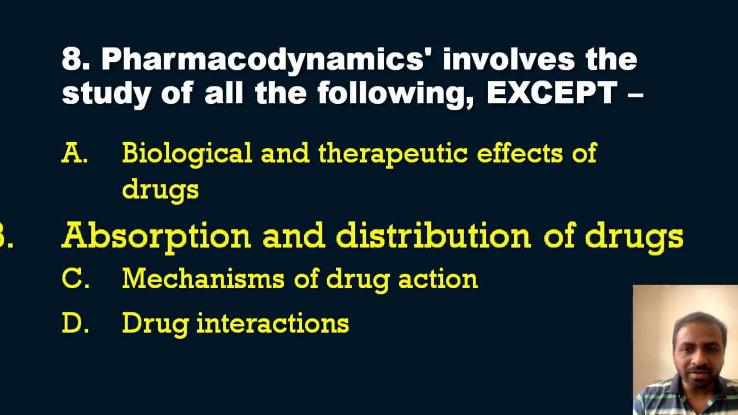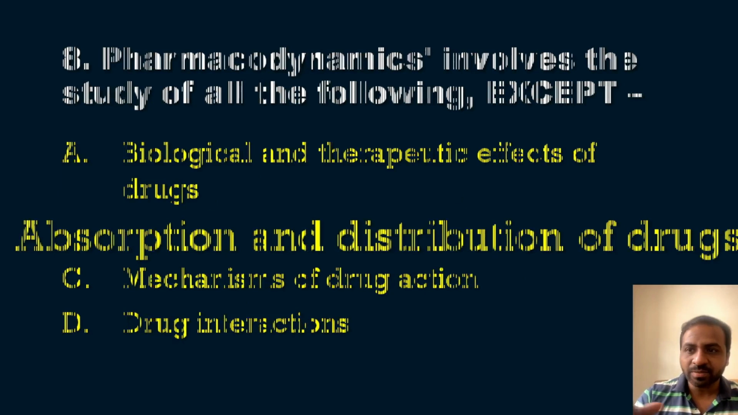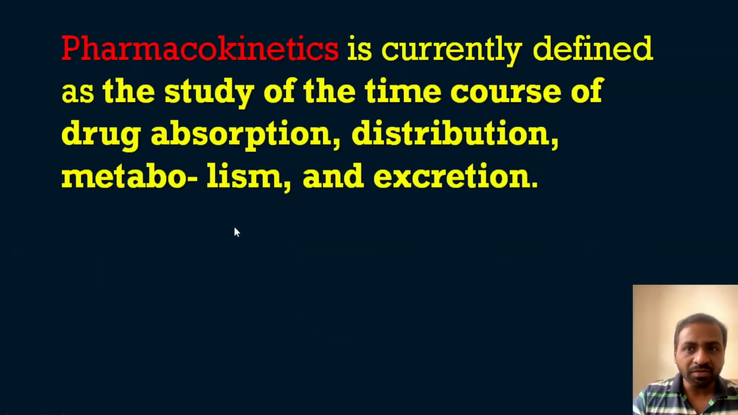So the answer is option number B, that is absorption and distribution of the drugs. Pharmacodynamics includes the biological and therapeutic effects of the drug, its mechanism of action, and the drug interactions, whereas pharmacokinetics... Okay, so we will see the explanation for this question. Two things you have to understand. The first one is pharmacokinetics.